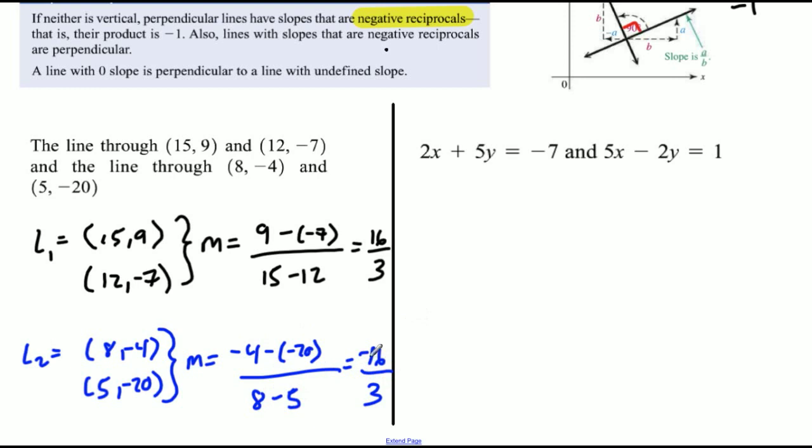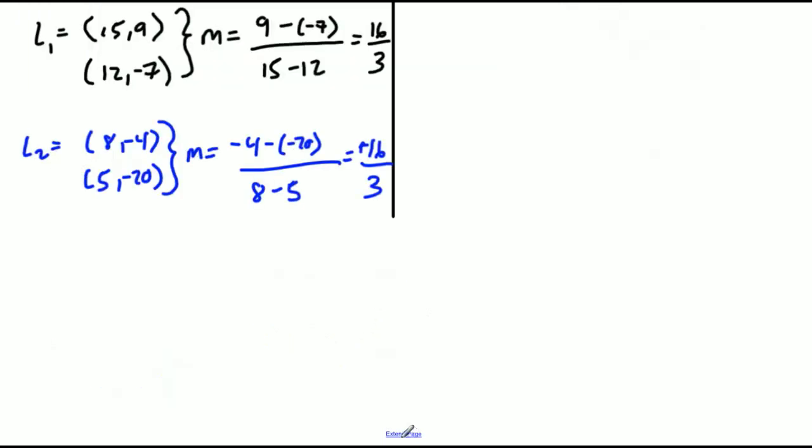Oh, wait a minute. This is supposed to be a positive 16. I'm sorry about that. Positive 16, because that 20 is bigger than the negative 4. So 16 thirds, 16 thirds. What does that mean? That means that these lines are parallel. So they are parallel right here.